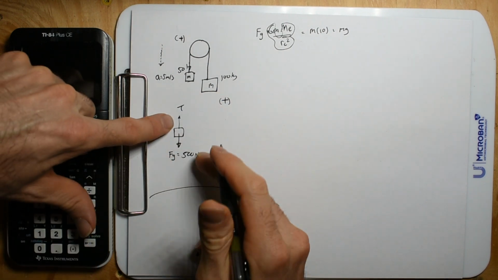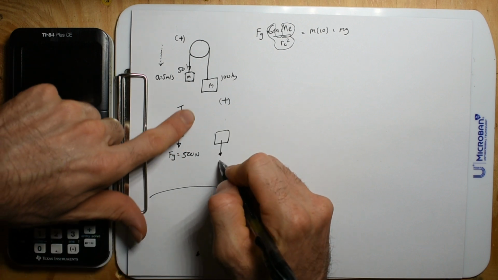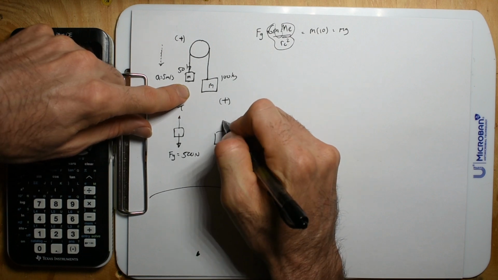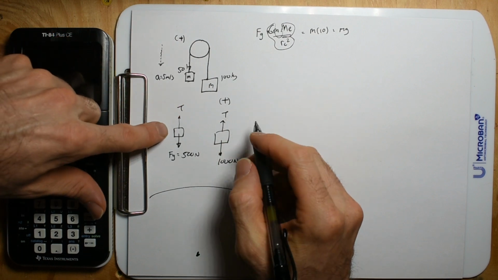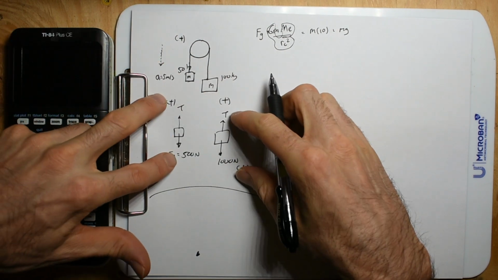We still have a tension right here. Now we're going to go over to this mass. We're going to have that 1,000 newtons because it's made of mass. It's next to the Earth. Now we're going to do a tension up. So this direction is positive, and this direction is positive in this diagram.